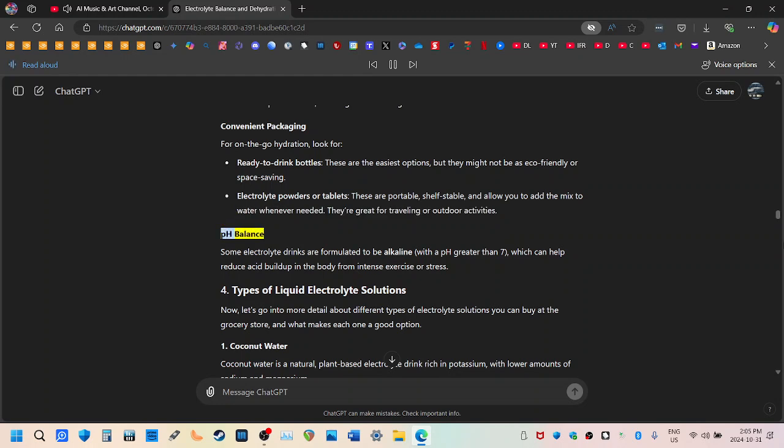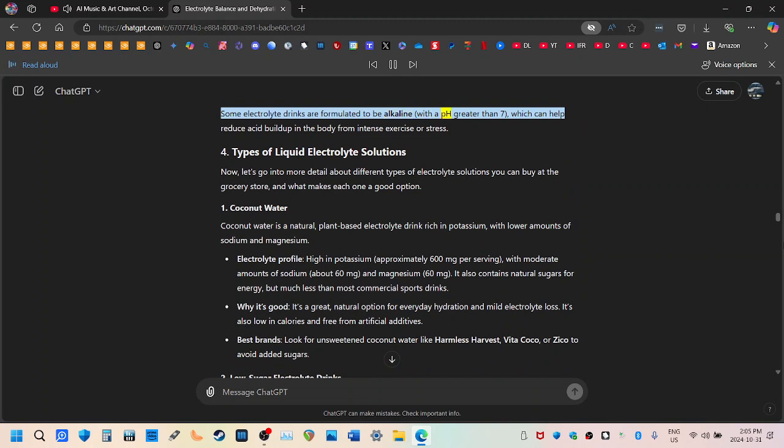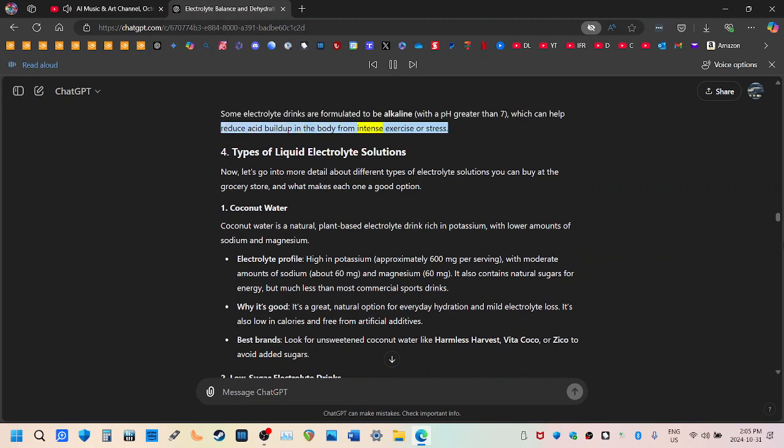pH balance. Some electrolyte drinks are formulated to be alkaline, with a pH greater than 7, which can help reduce acid buildup in the body from intense exercise or stress.